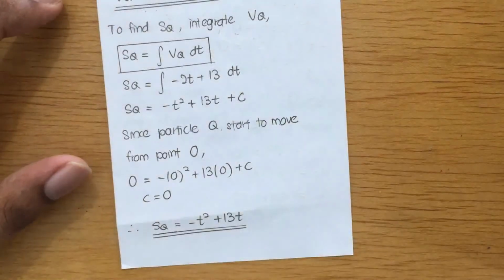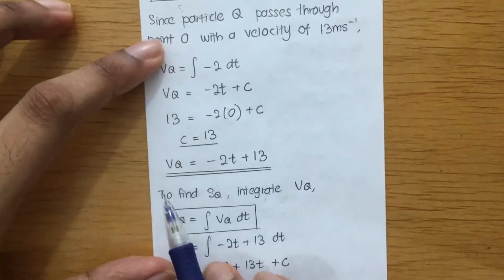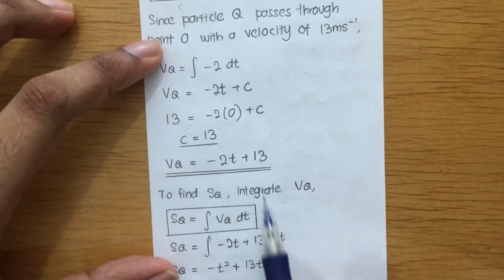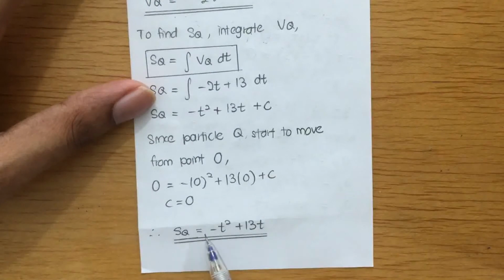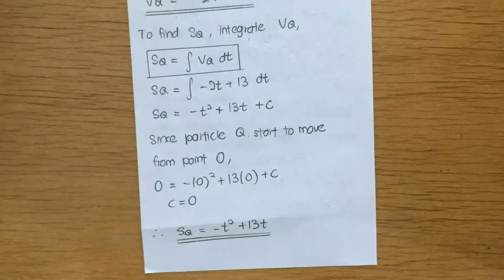Okay guys, for question A, we have already successfully found our VQ over here, which is negative 2t plus 13, and SQ, which is negative t square plus 13t. Okay, let us proceed to the next question. So please hold on for a moment.